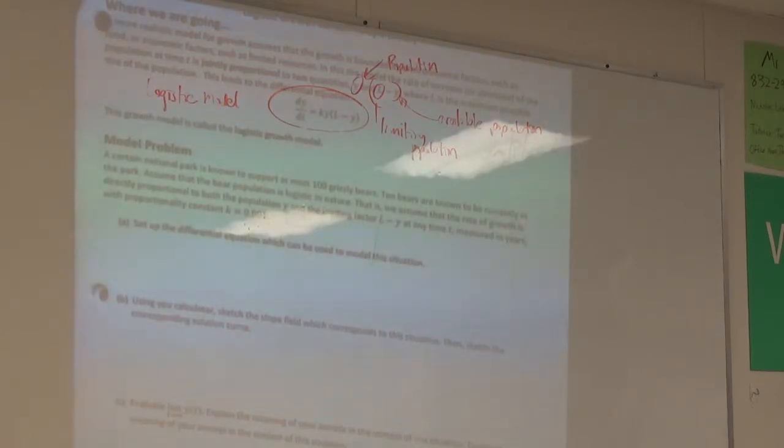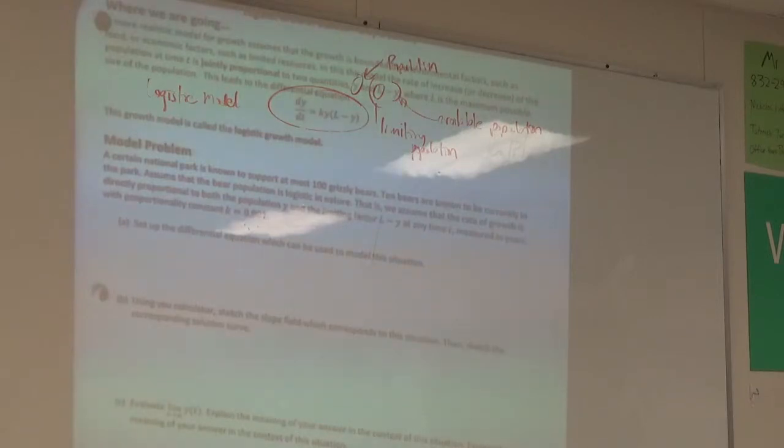So the y is like the population at any time. The 100 is your limiting population, or some people call it the carrying capacity. That's the most I can actually support. The 100 minus y is what I like to think of as my available population. All we're doing right now is taking the information that they gave you and writing the differential equation. Is everybody okay with writing the differential equation?